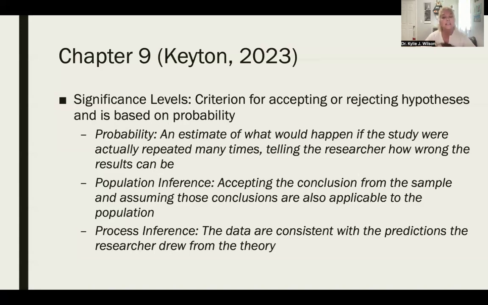We have process inference. So the data is consistent with the predictions the researcher drew from theory. So this is what we see a lot of the time with quantitative research, is the process inference. We have seen theory and background and we understand what's going on. So we've made those predictions. And from there, we follow the scientific process and then made those conclusions.